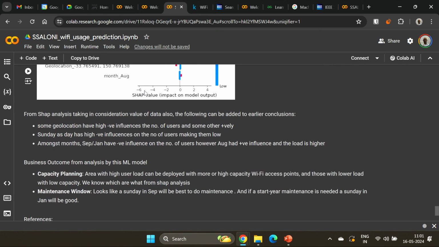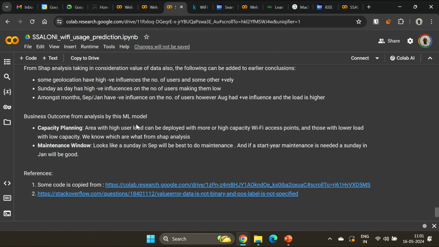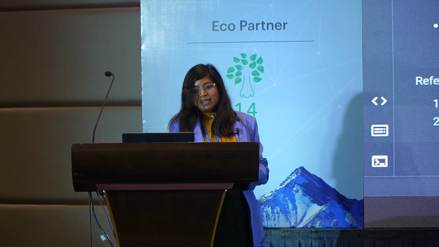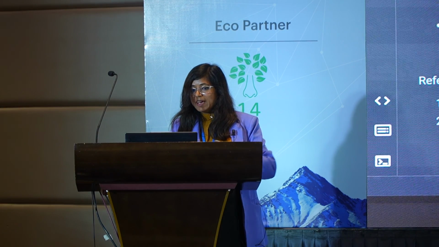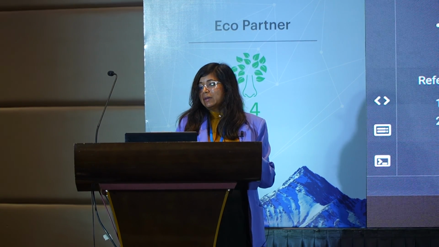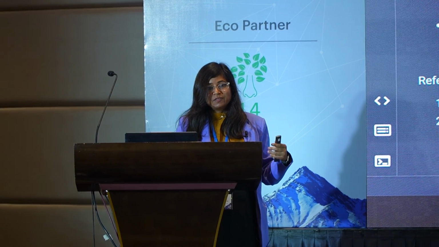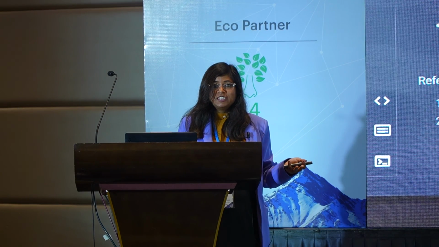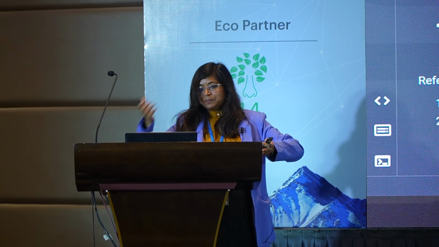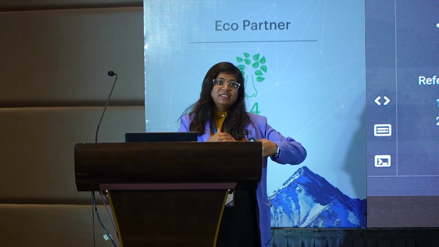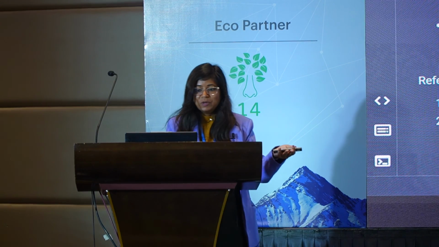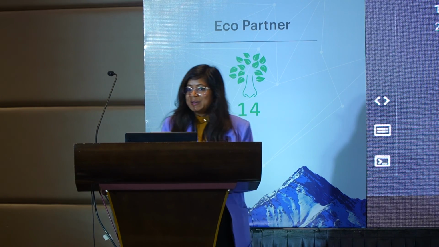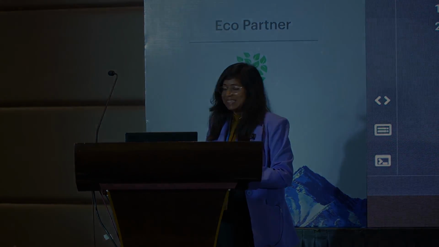Once you have all of this, I'm going to come to the business outcome which I got from it. If I want to do capacity planning, I do know that there are a few geolocations where, if I deploy high capacity Wi-Fi access points like 11AX and such, it will be more beneficial, and that is a real business outcome. And then the maintenance window, right? We did see when the client counts are really low, and it looks like a Sunday in September will be the best to do it. So yeah, this is pretty much what I had. Thank you.